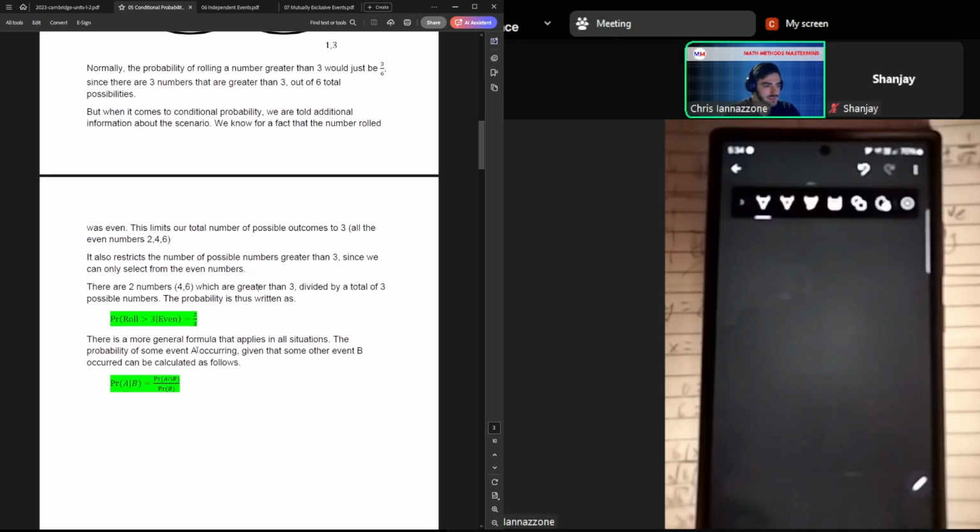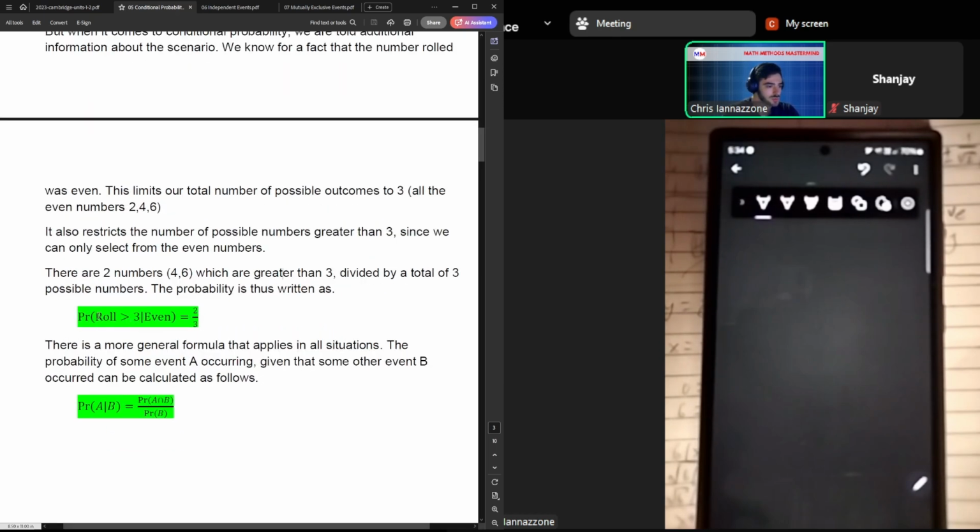As far as notation goes, the probability that you're looking for is the thing that goes on the left-hand side of this pipe, of this vertical bar, and the thing on the right-hand side is the condition or the restriction on your scenario.